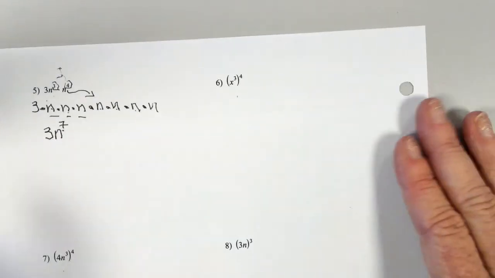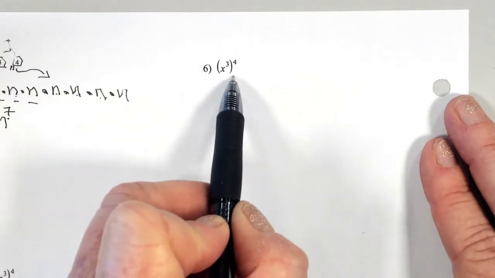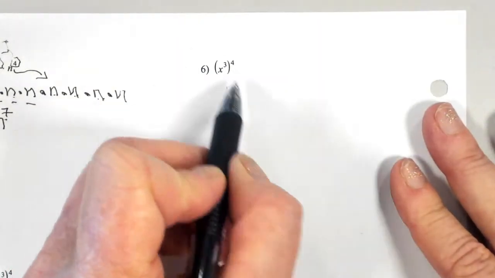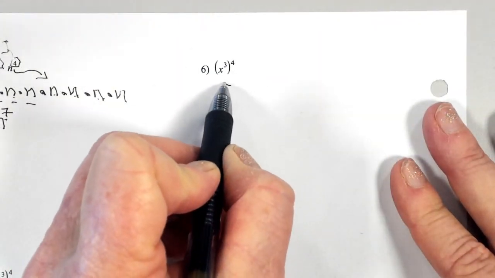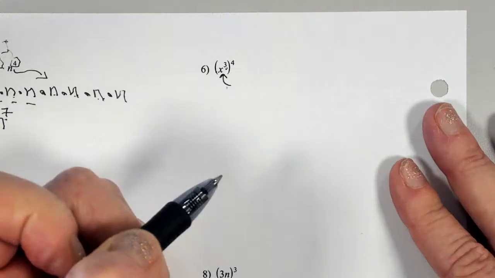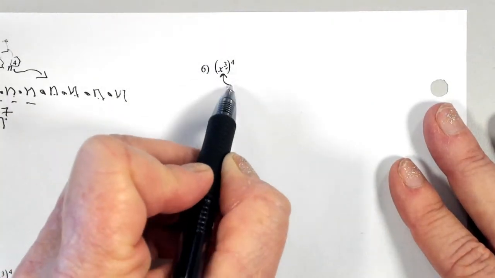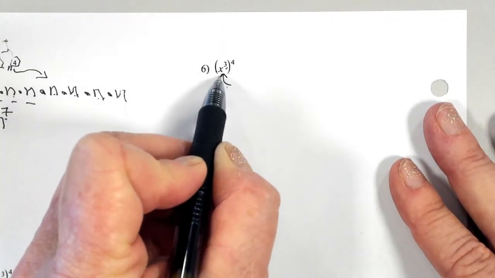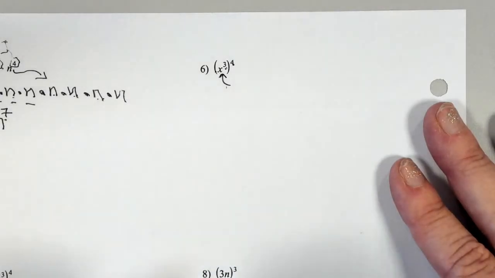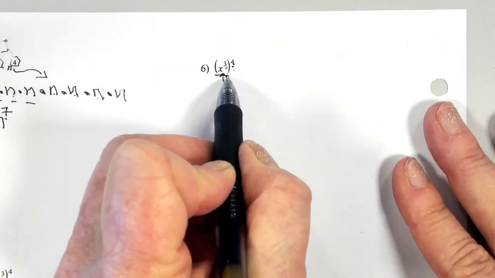Now all of a sudden, for number 6, what do I have? I've got parentheses. So what does that mean? Well, what's inside the parentheses? Inside the parentheses, I have x raised to the power of 3, or x to the third power. And then what's happening to this x to the third power? It is being raised to the power of 4. So that means repeated multiplication of what? Repeated multiplication of x to the power of 3.